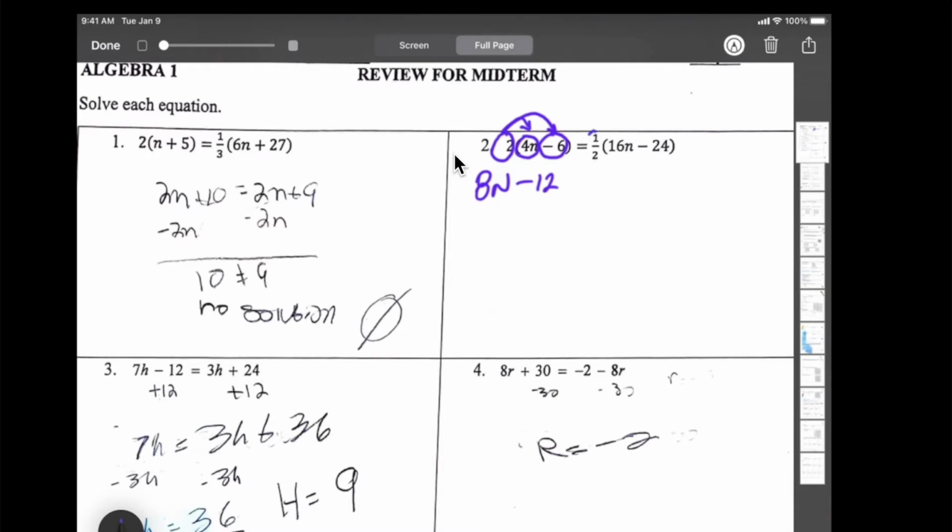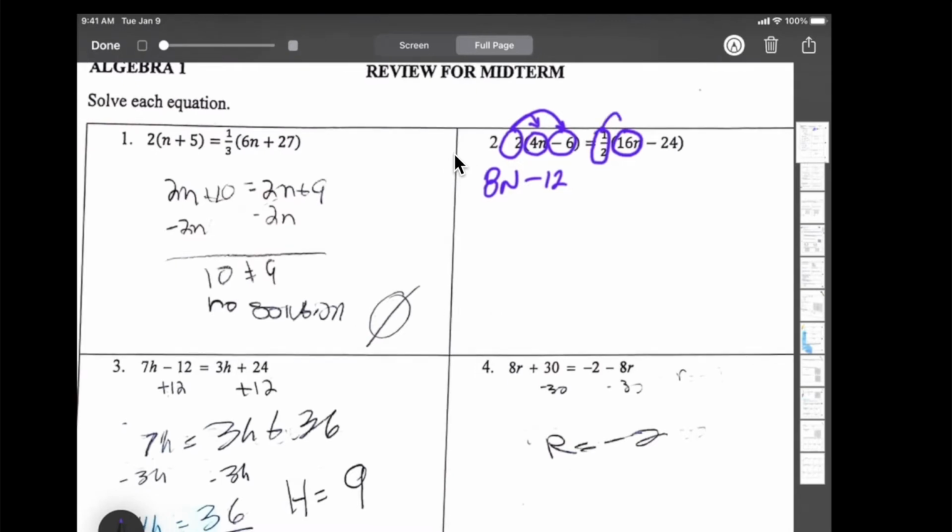On the opposite side, we're going to do the same thing. We're going to take the 1/2, we're going to circle the 16n in our mind, and we're going to multiply them. So if you want to do it on the side here, we can have 1/2 times 16n, and feel free to put a 1 under the 16n to make things easier for yourself.